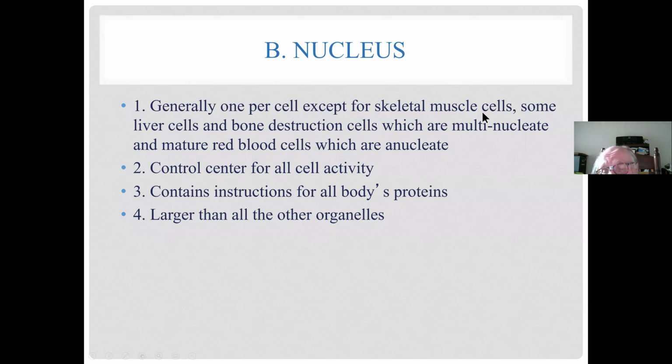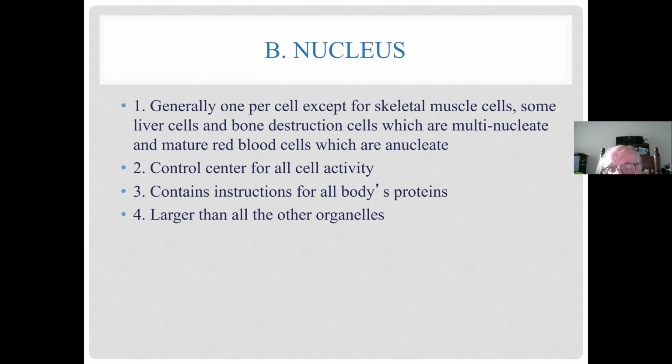When we get into tissues, which is chapter 4, we'll learn about different types of muscle cells. Some liver cells and bone destruction cells, which are the osteoclasts, which break bone down. So every cell has one, except for these three examples that have more. And then a mature red blood cell doesn't have any nucleus in it because it's ejected the nucleus. They are the control centers for every activity. Every piece of your body is contained in the nucleus of every cell in your body, the instructions for building that piece. It has signals that turn it on and off, okay?